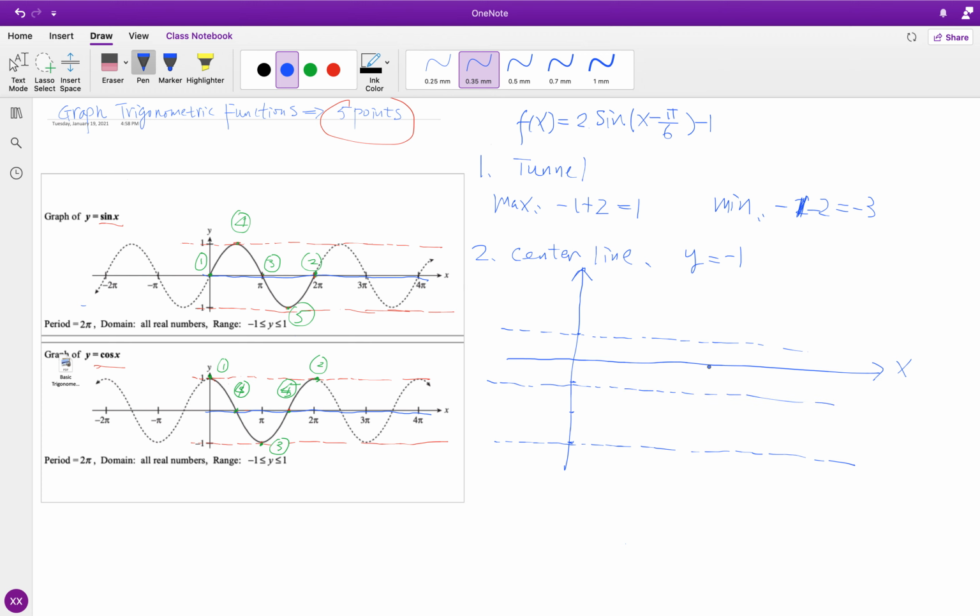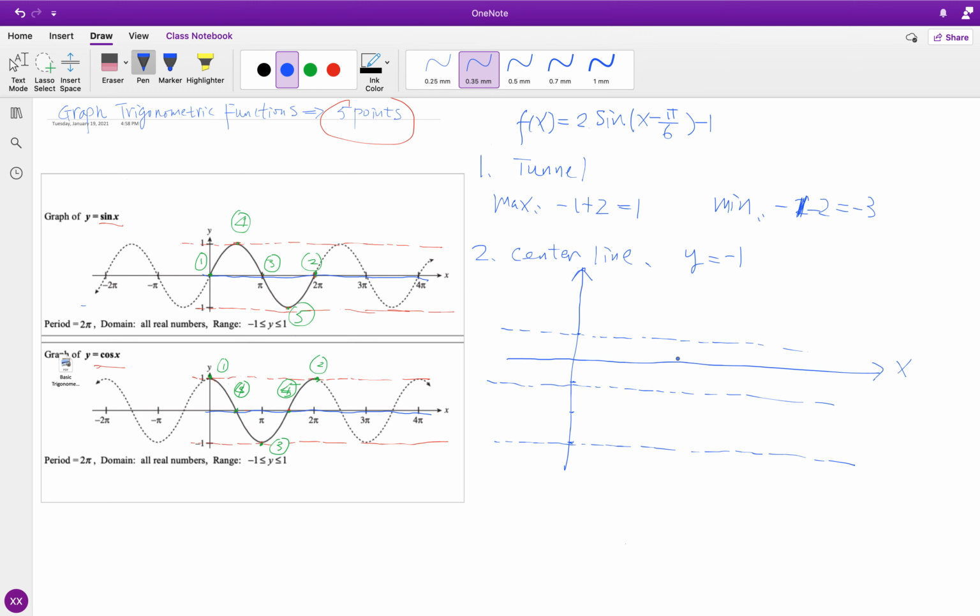Okay, so now think, because our sine graph starts from the center line and ends at the center line. However, where is our starting point? Because now we got a shift. So now our shift is to the right by pi/6. So now we got to scale our x-axis.